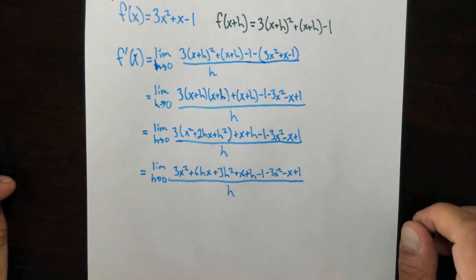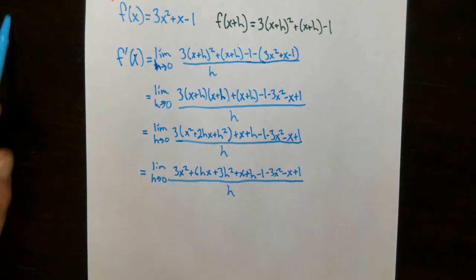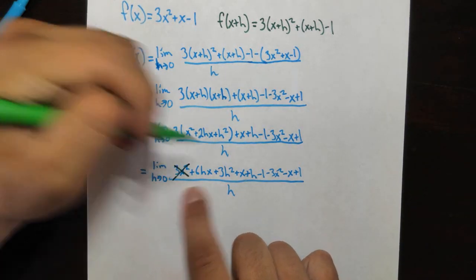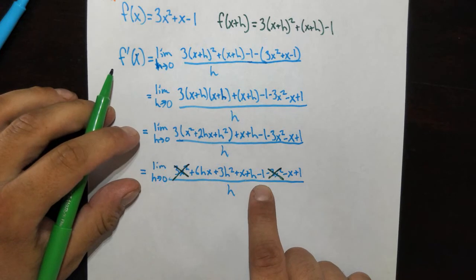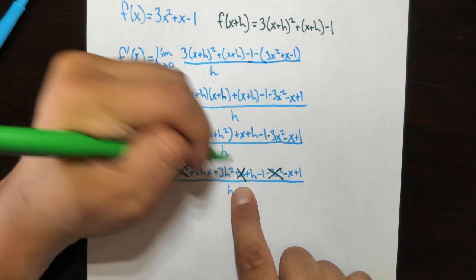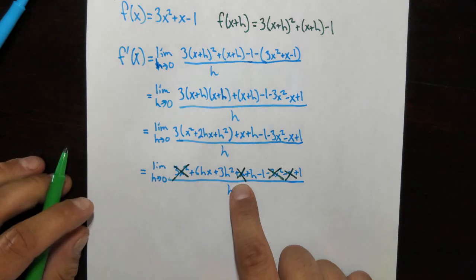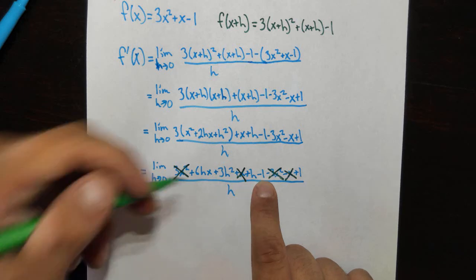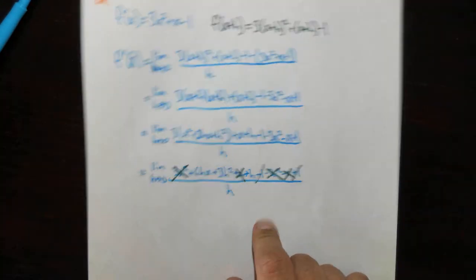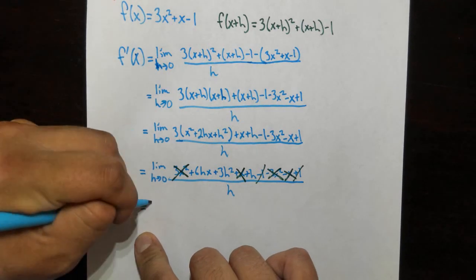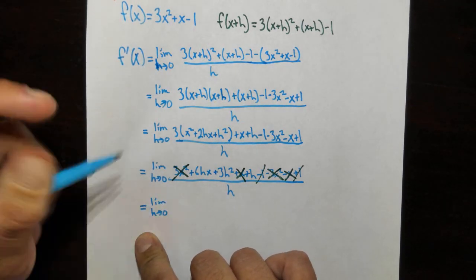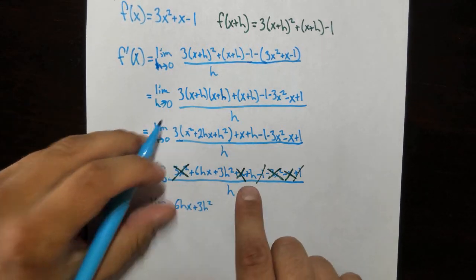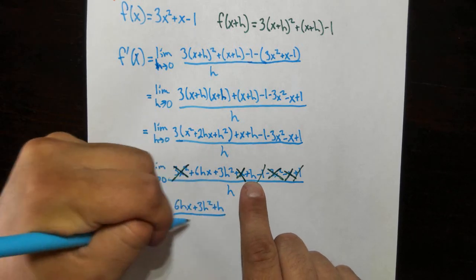Okay. Wow. So now we can cancel things out. I have a 3x squared here minus 3x squared there. Let's see, what else do I see? I see a positive x, a negative x. I probably shouldn't cross them out with x's. That just makes it look confusing. Live and learn. And then we have negative 1 and a positive 1. So what we're left with is the limit as h approaches 0 of 6hx plus 3h squared plus h, divided by h.